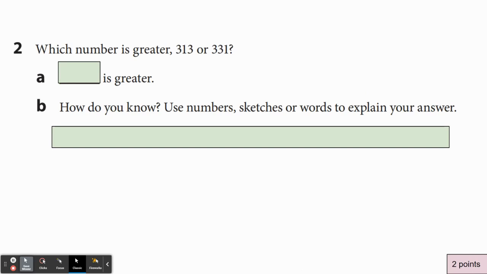Number 2 reads, which number is greater, 313 or 331? Click on the green box for letter A and type in the number that is greater. Letter B asks, how do you know? Use numbers, sketches, or words to explain your answer. So please tell me how you know the number is greater than the other.